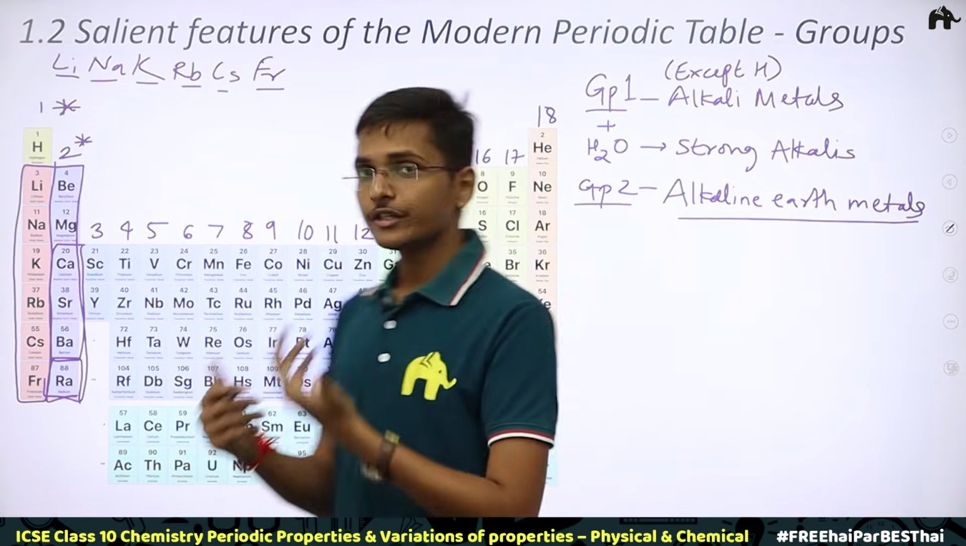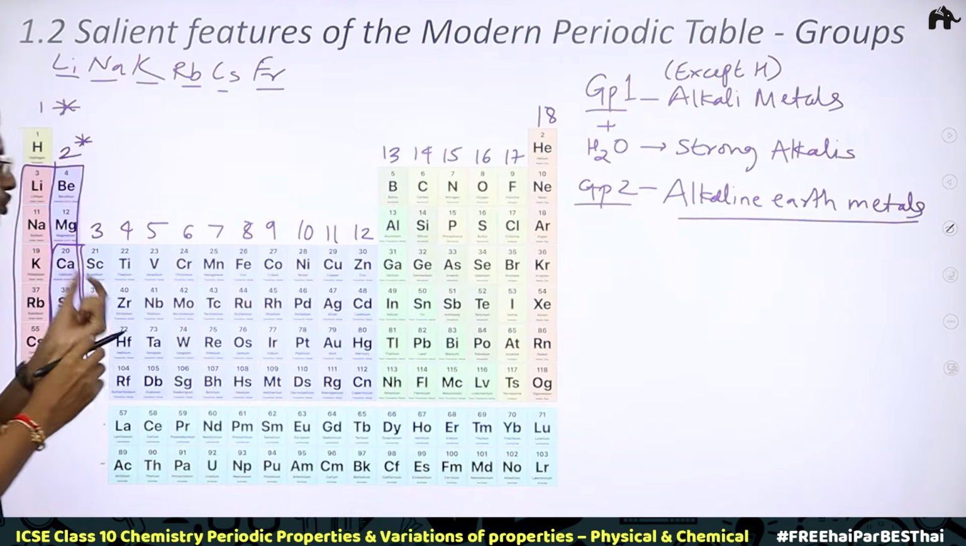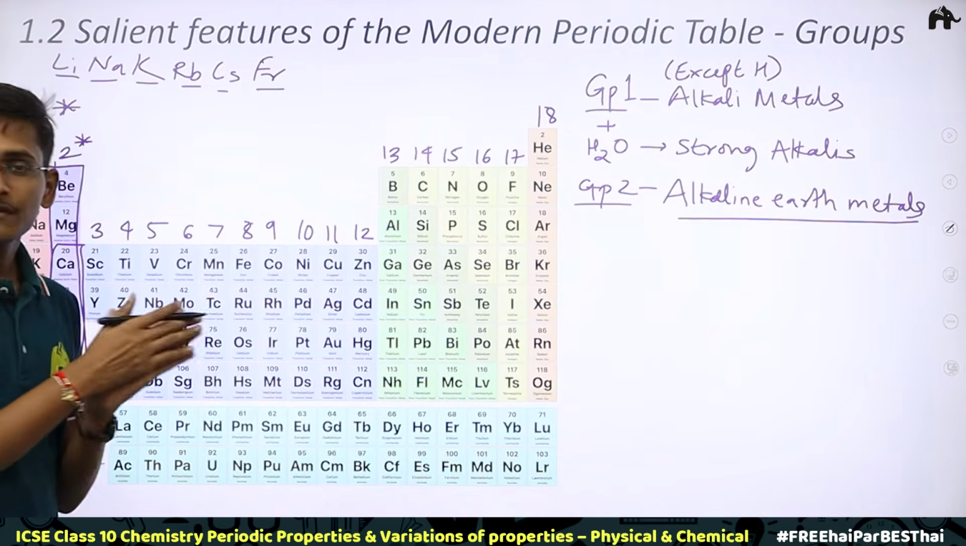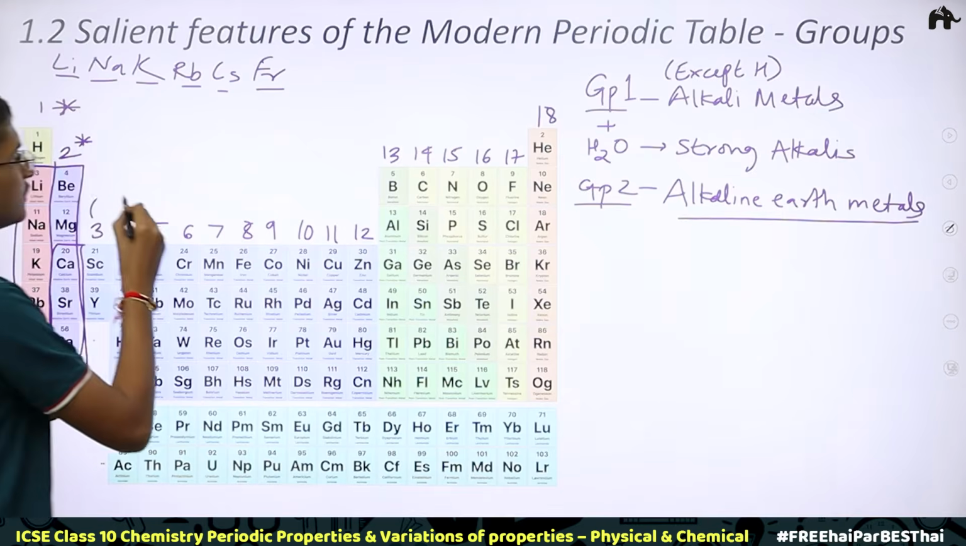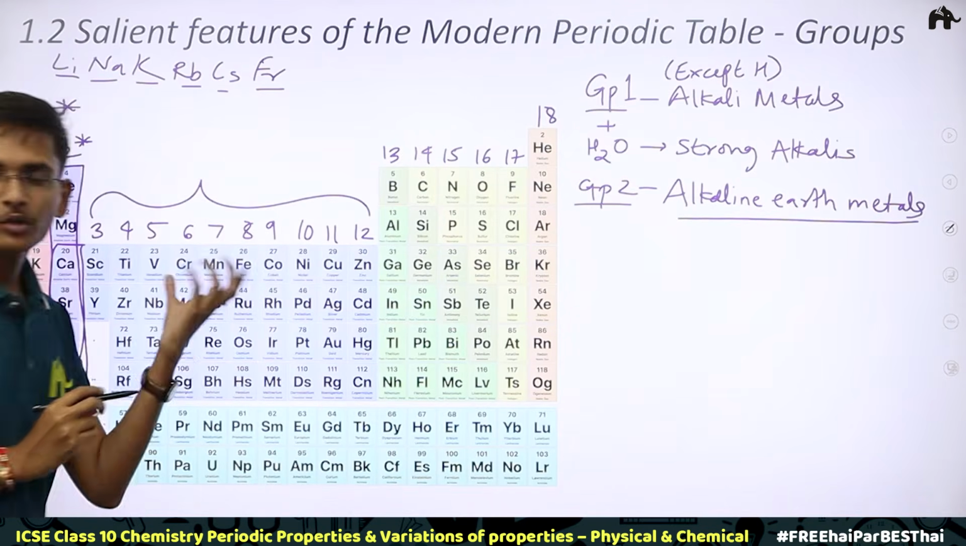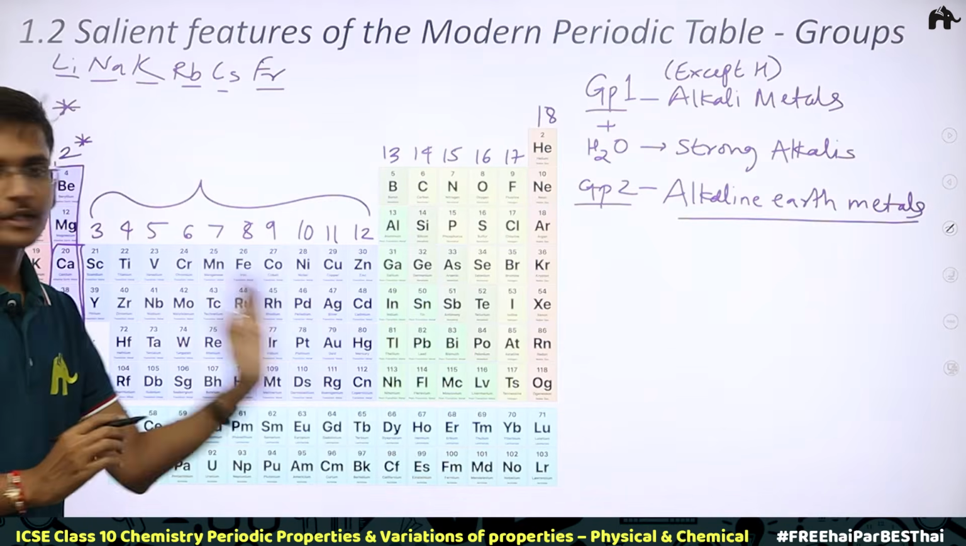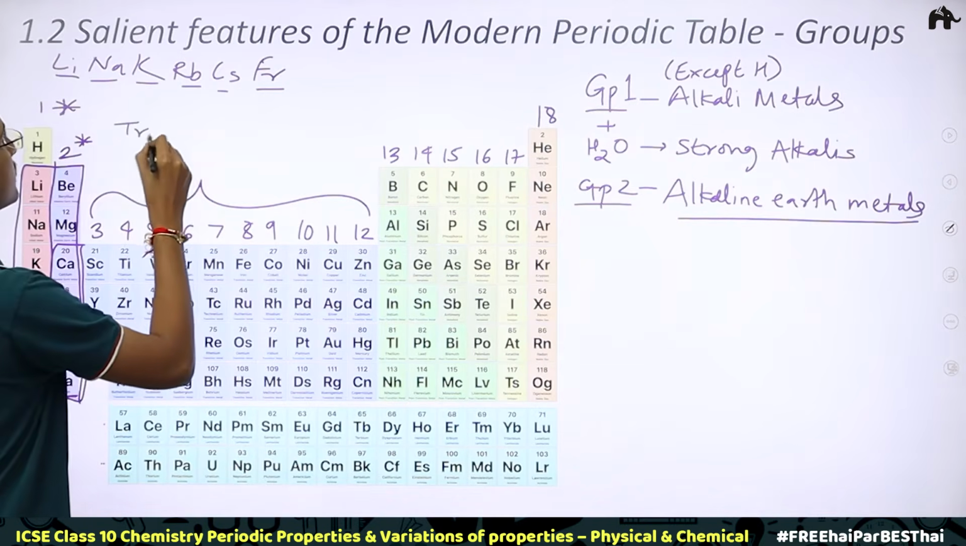Now moving to the next, group 3. Now don't worry, we are not going to see group 3 to group 12 each and every element, each and every group. We are just going to summarize group 3 to group 12. All these elements which are present from group 3 to group 12 are called transition elements.